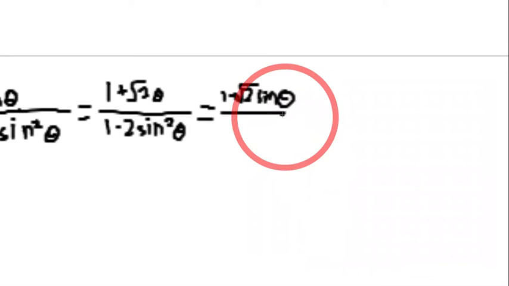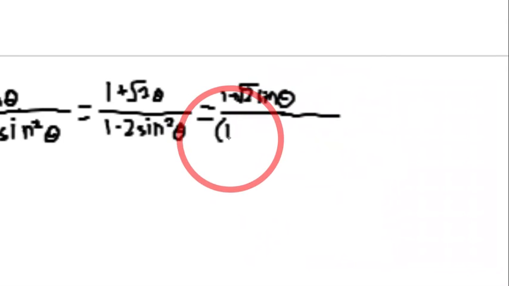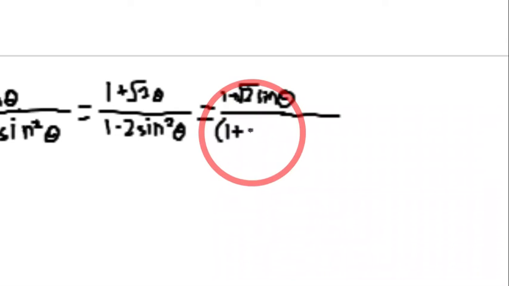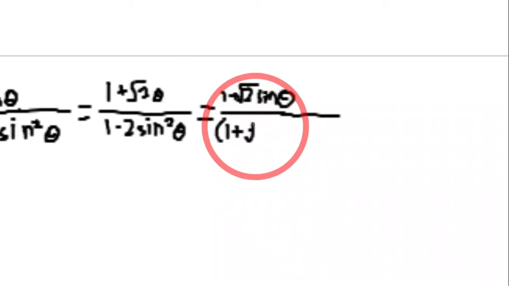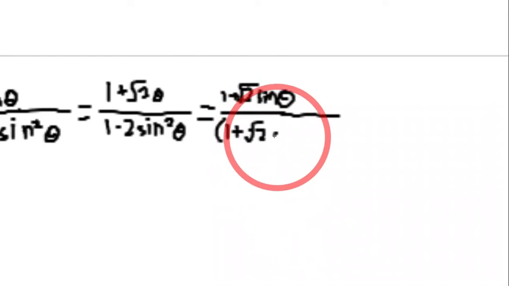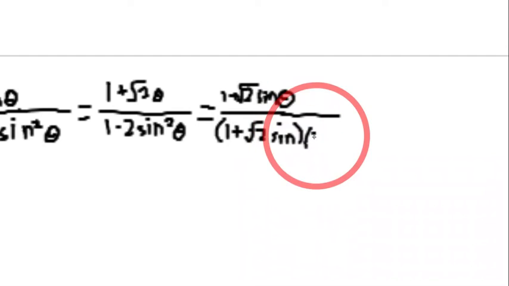So your difference of squares is going to leave you with 1 plus square root of 2 sine theta. I almost forgot the square root. 1 plus square root of 2 sine theta times that same thing but with a minus sign. So 1 minus the square root of 2 times the sine of theta.